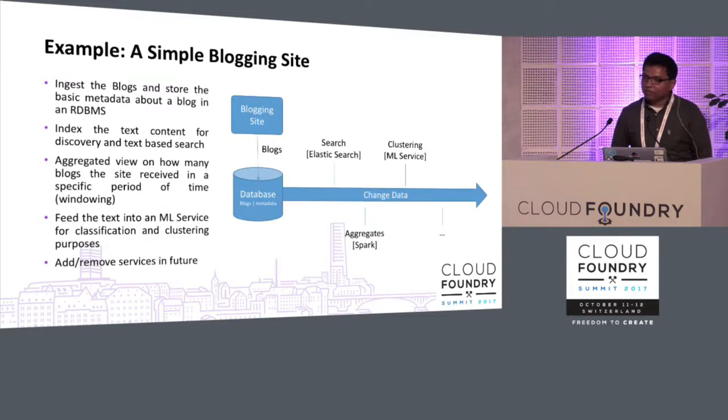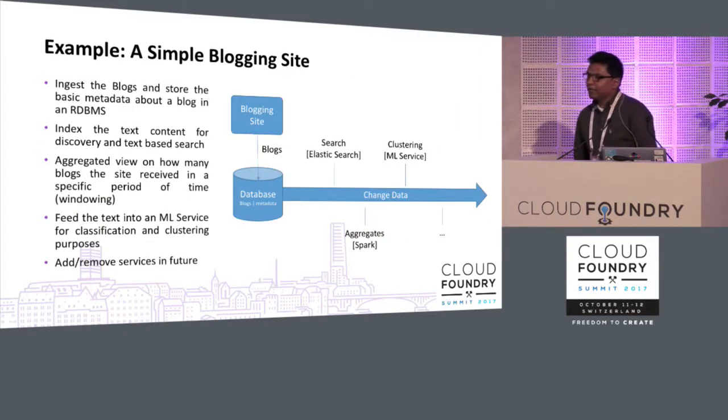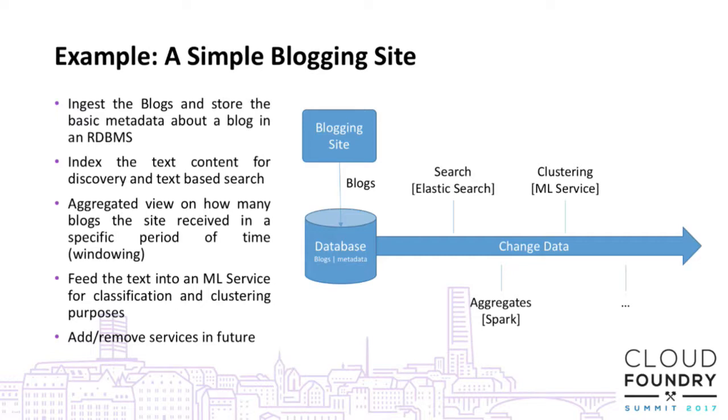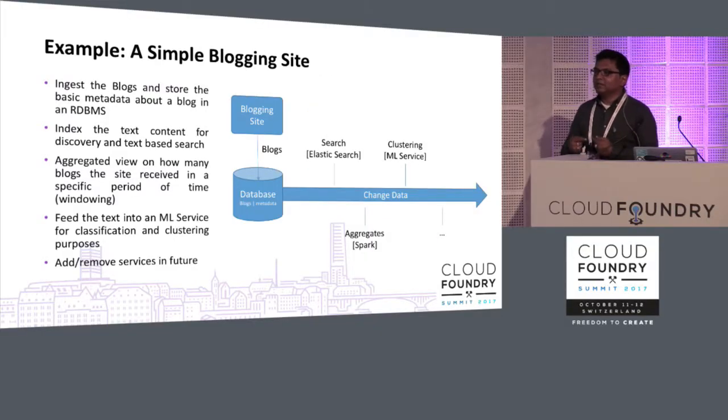To make this concept a little more clear, let's talk about a simple blogging site. You have a blogging site, and you ingest blogs, basically, right? So you have the data, and then you have the metadata that you want to store in the database, right? And from this database, these events get emitted, and then you have a certain search mechanism implemented by means of, let's say, Elasticsearch, which will index all these blogs based on the metadata and the content, etc., so that other users who are searching for it can get it easily.